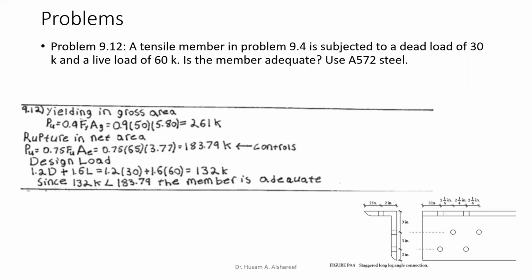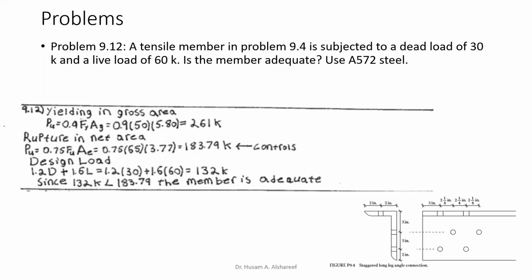So the problem statement reads, a tensile member in problem 9.4, which is what you see here at the bottom. Let me grab my pen. It's an angle, subject to a dead load of 30 kips and a live load of 60 kips. Is the member adequate? So first, what I need to do is find the yielding in the gross area.